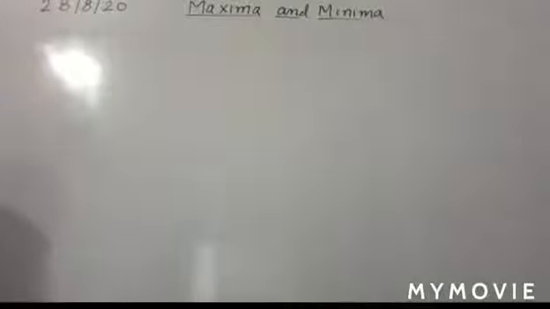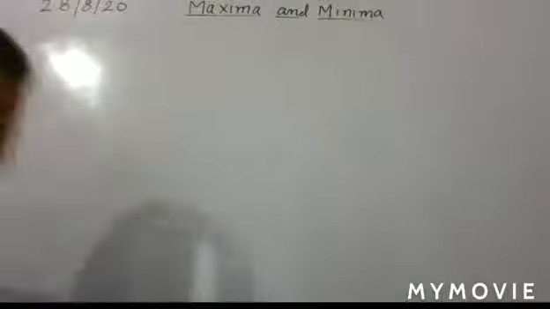So today I solved the questions based on maxima and minima. Note it: the height of a closed cylinder of given surface area and maximum volume is equal to the diameter of its base.